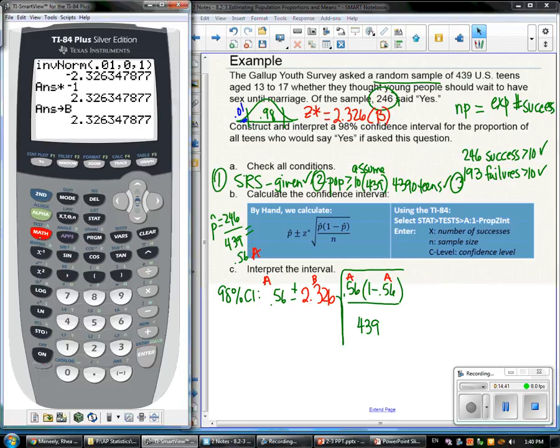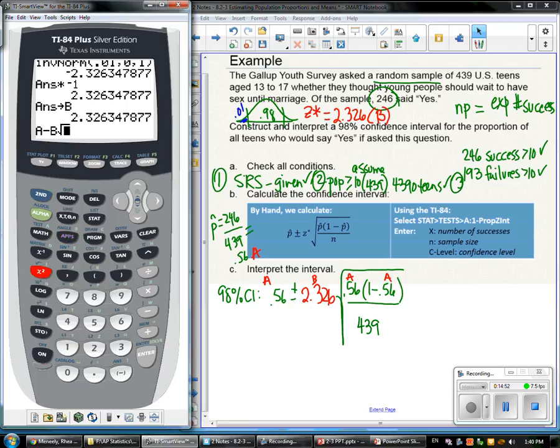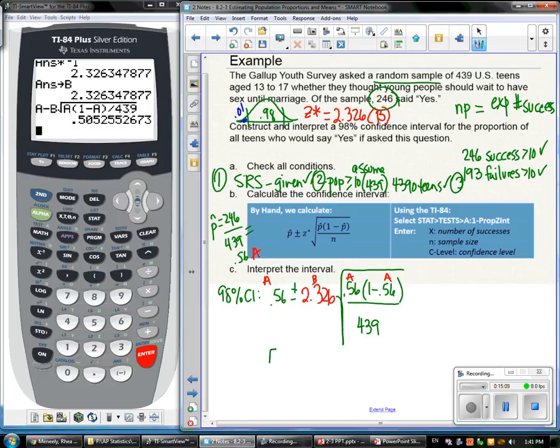So when I compute this on my calculator to avoid any rounding error, I'm going to start with my estimate, alpha A, and I'm going to do the subtraction first. So I'm going to do minus my z star, which I stored in alpha B, and then I want to multiply that by the standard deviation, or the square root of alpha A, and then in parentheses, I'm going to do 1 minus alpha A. And then I'm going to end the parentheses and divide by n, which is 439. And when I do this, this is going to give me my lower bound. So my lower bound is 0.505.